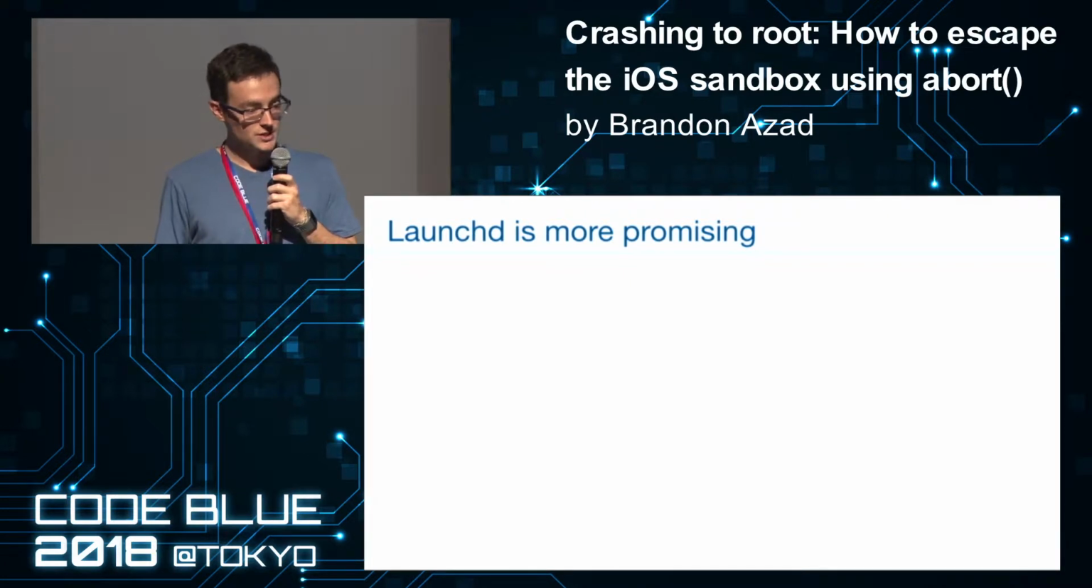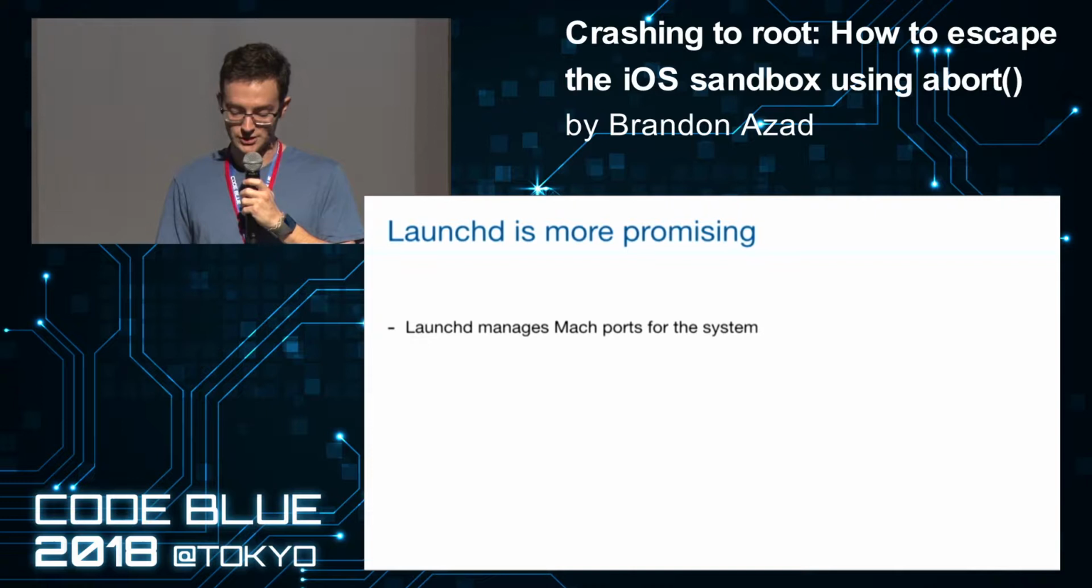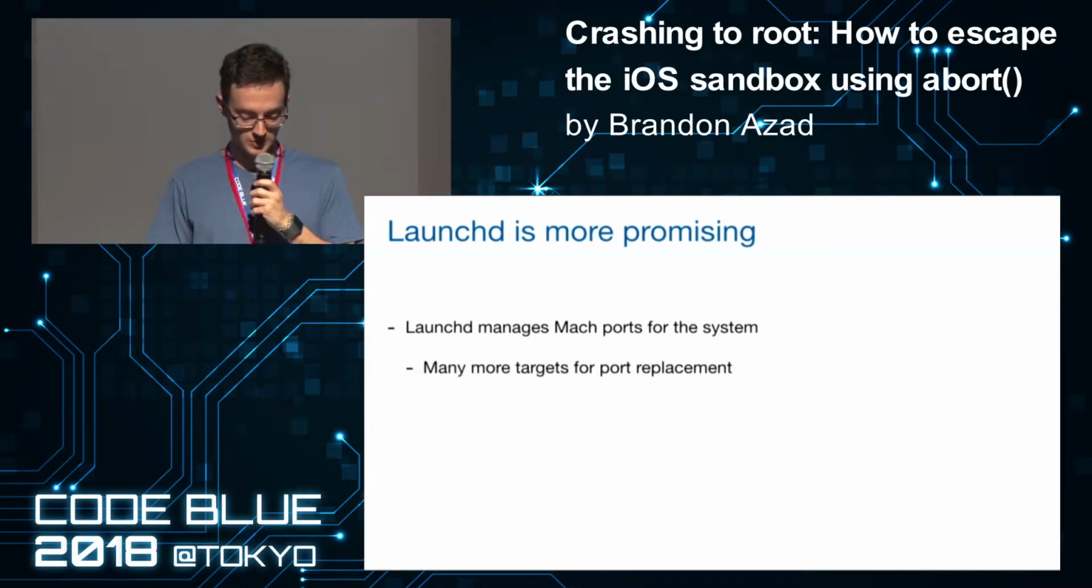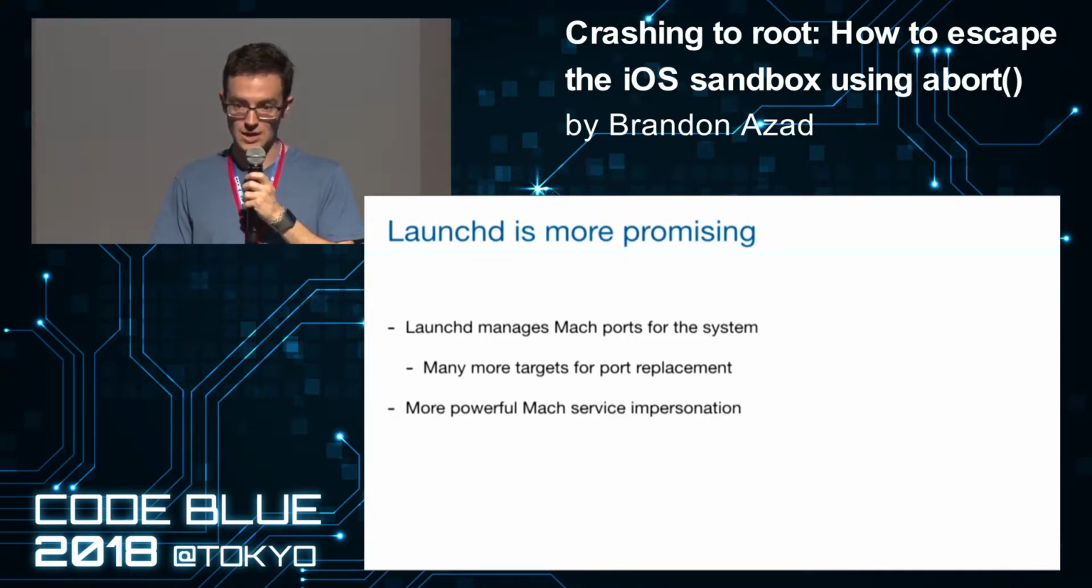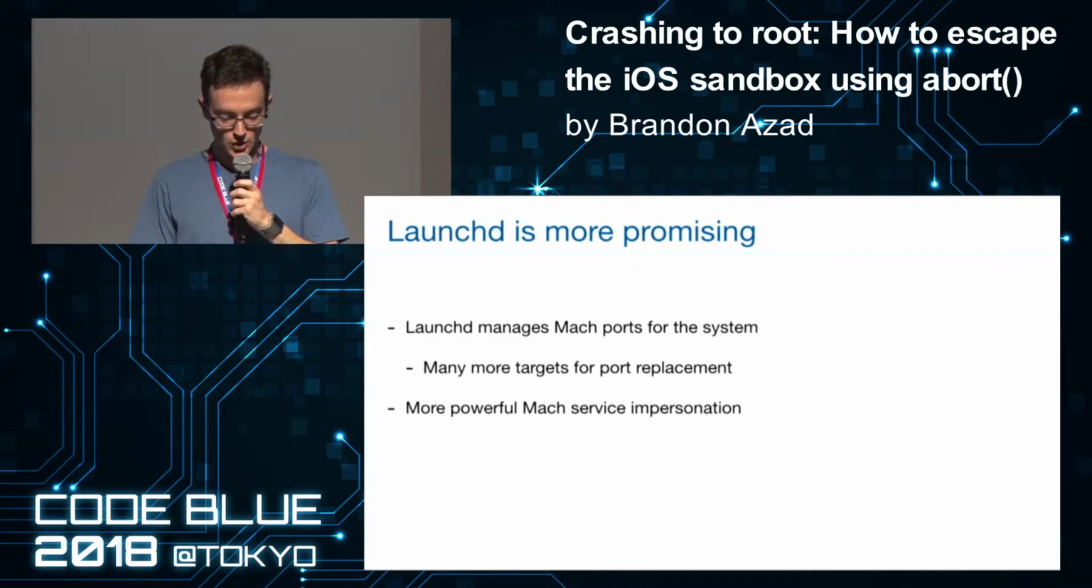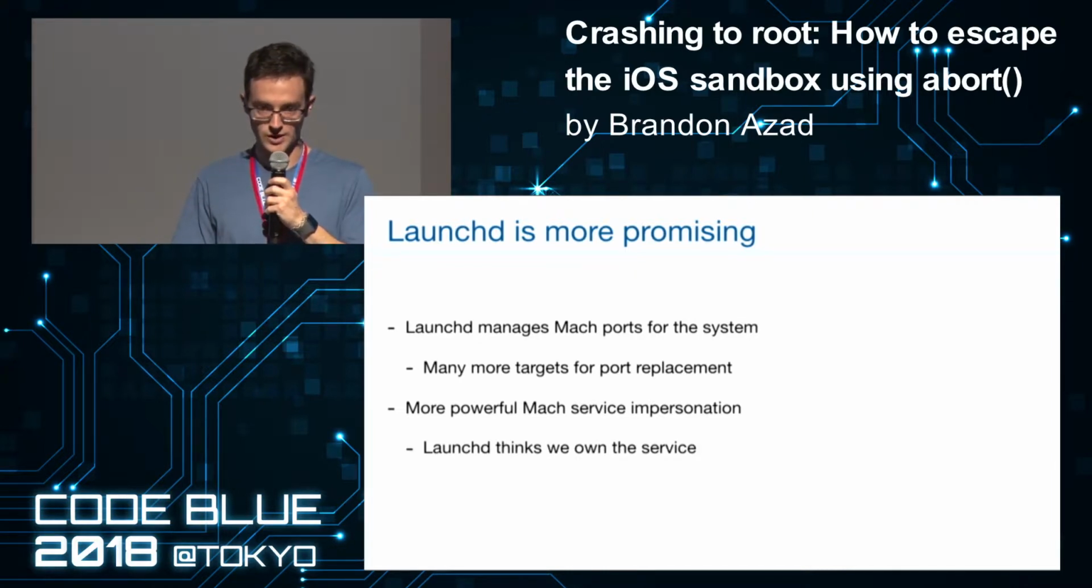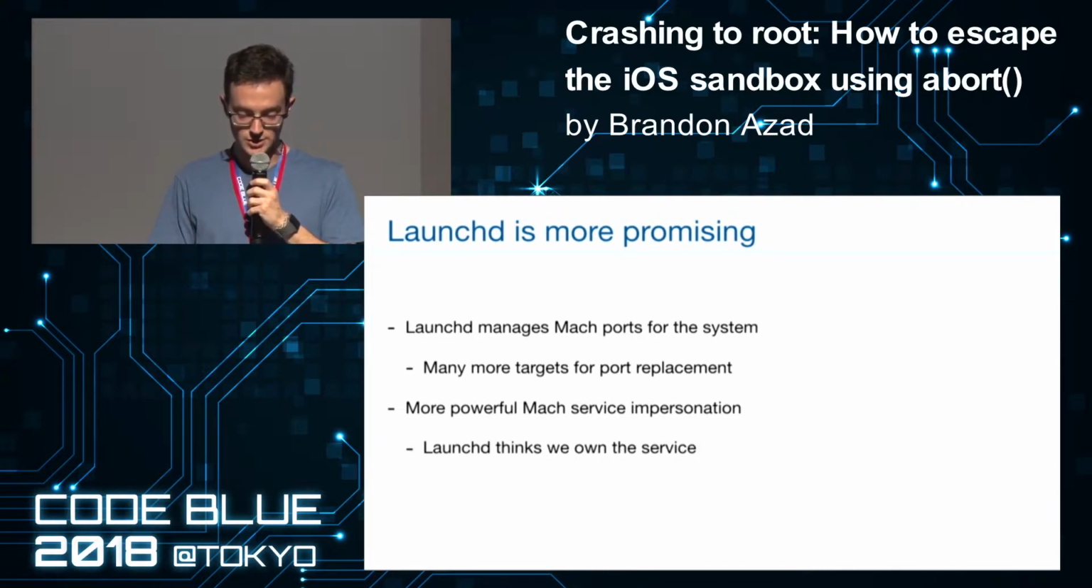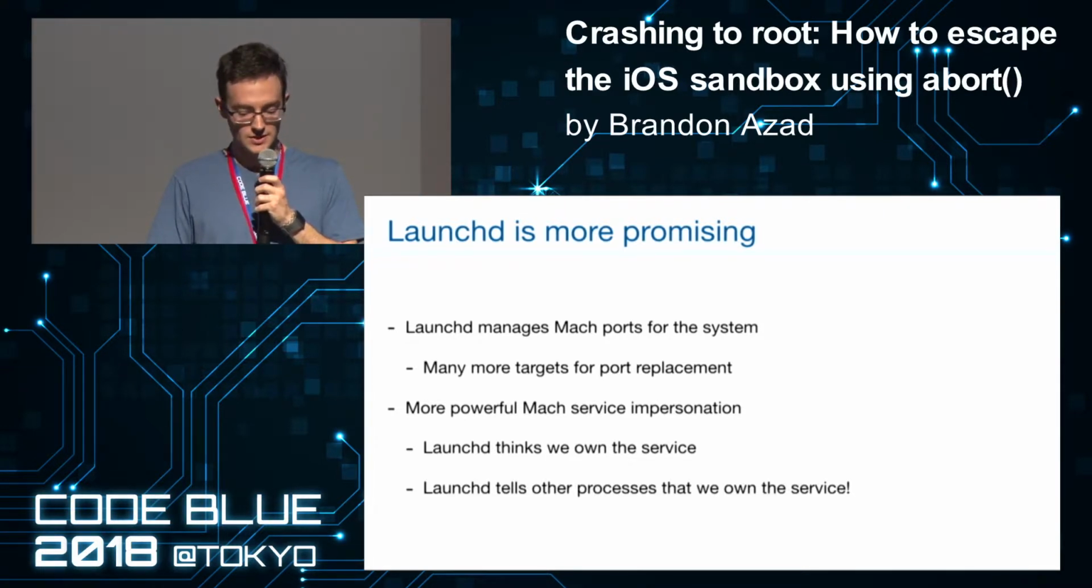Now, LaunchD is a much more promising target for an exploit. The reason is that LaunchD manages Mach ports for the whole rest of the system, which means there are many more targets for Mach port replacement. Additionally, our Mach service impersonation technique is now exponentially more powerful. Not only do we trick LaunchD into thinking that we own a service port, but since LaunchD is the Mach service authority on the phone, LaunchD will tell other processes that we own that service too. Thus, we can now impersonate Mach services against almost any other process.